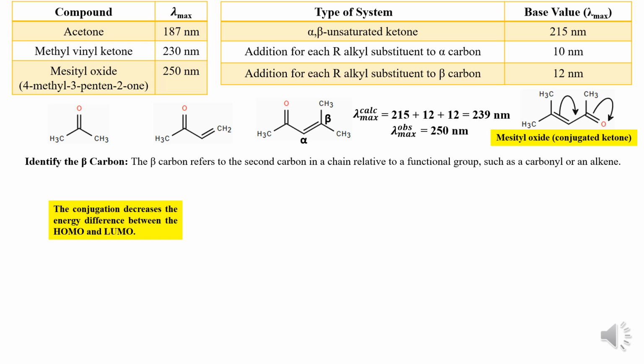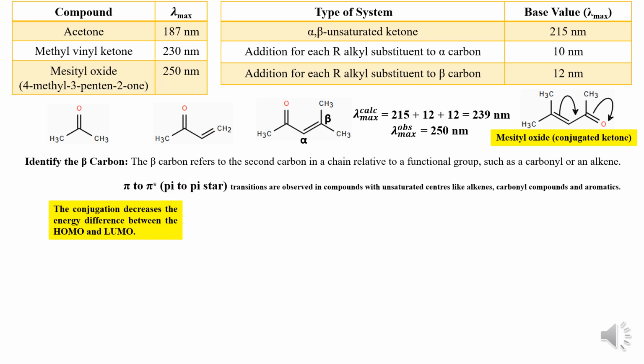Now the conjugation decreases the energy difference between the HOMO and the LUMO. That is the energy gap between the bonding pi molecular orbital and the anti-bonding pi molecular orbital. Now the pi electrons in the ground state are represented by symbol pi, while the pi electrons in the excited state are represented by symbol pi star. So pi to pi star transitions are observed in compounds with unsaturated centers like alkenes, carbonyl compounds and aromatics. So I have tried to cover all these three in this video.